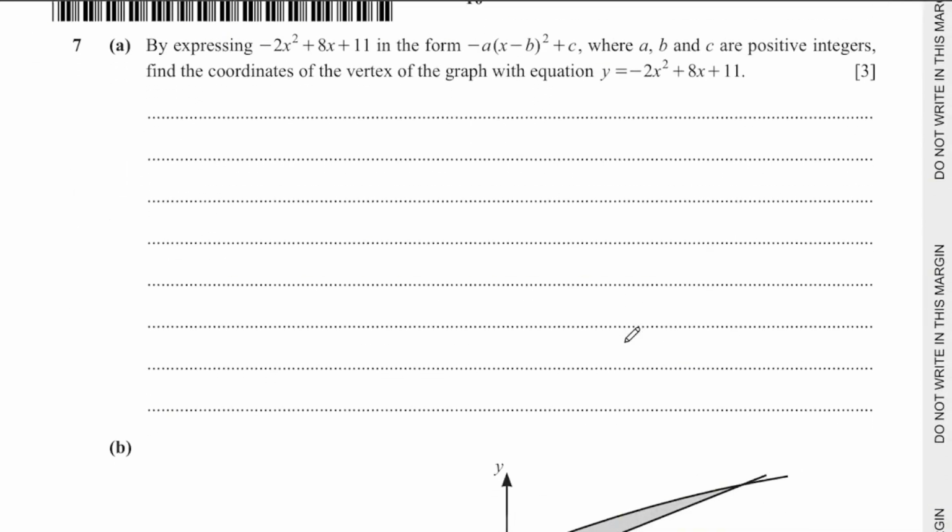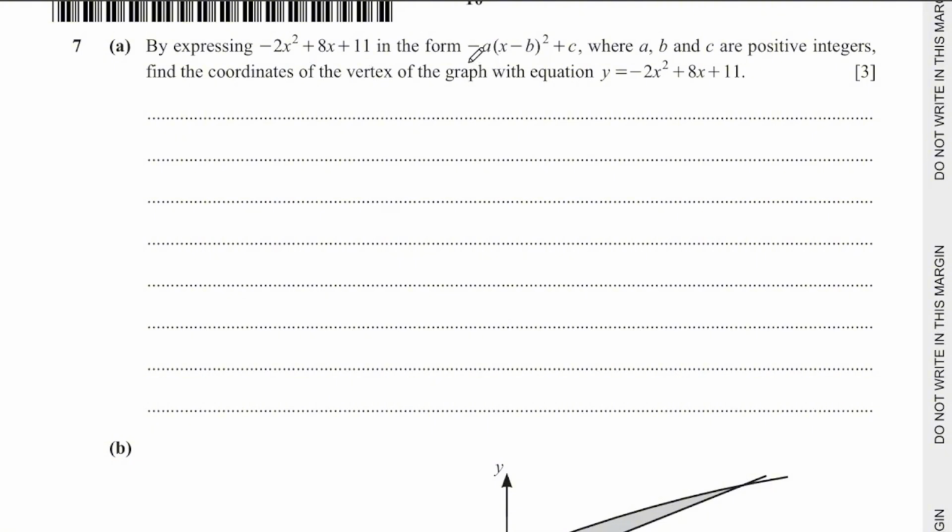For the next part, by expressing negative 2x squared plus 8x plus 11 in this completing the square form, where a, b, and c are positive integers, find the coordinates of the vertex of the graph with equation y equals negative 2x squared plus 8x plus 11. For this, we first need to factorize the negative 2, because to use the formula (x plus b over 2) squared minus (b over 2) squared plus c, we need a to be 1. Here a is not 1, so we need to factorize a first.